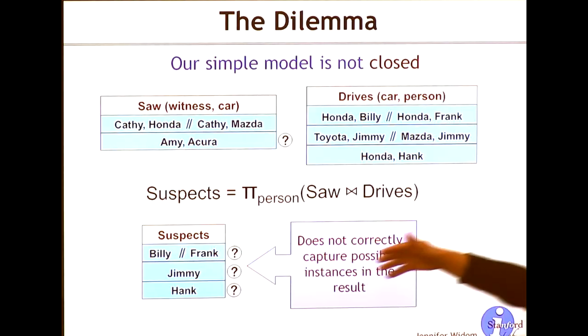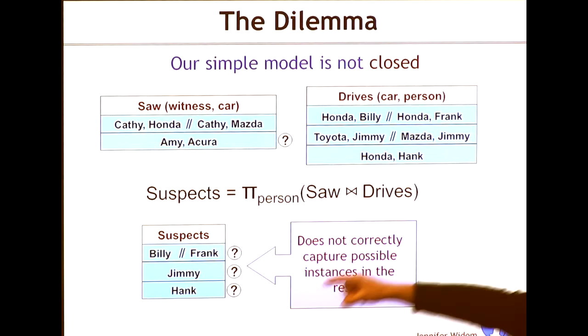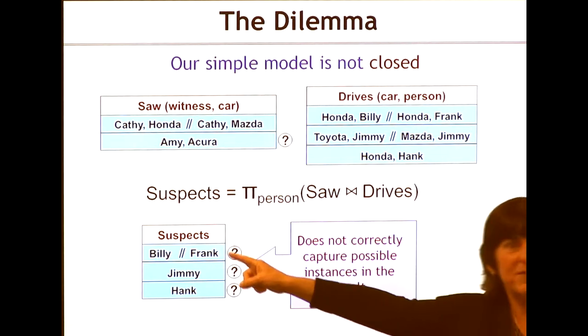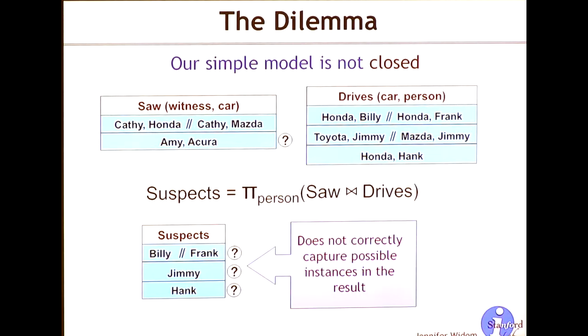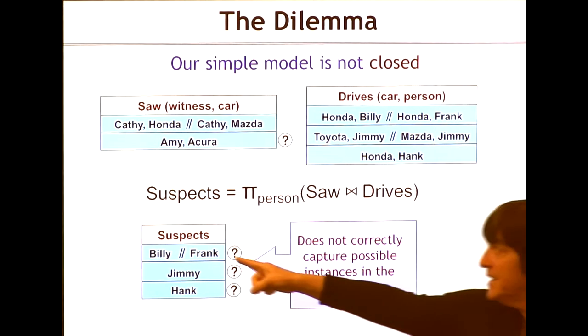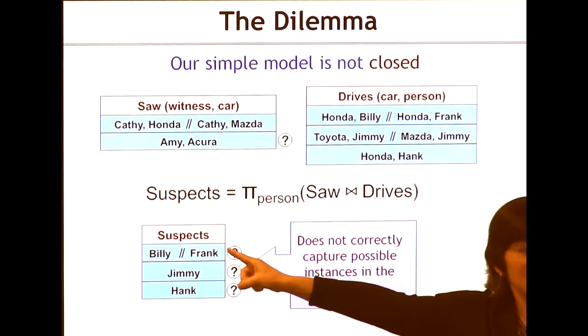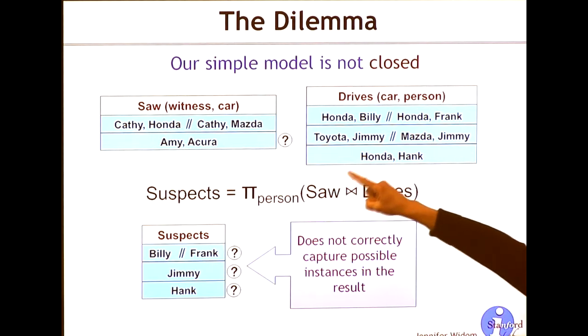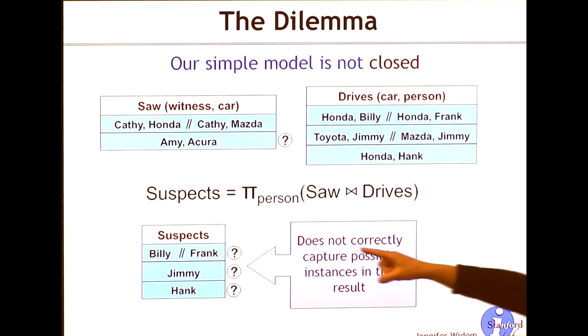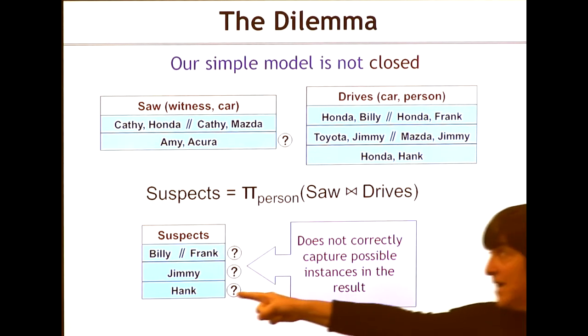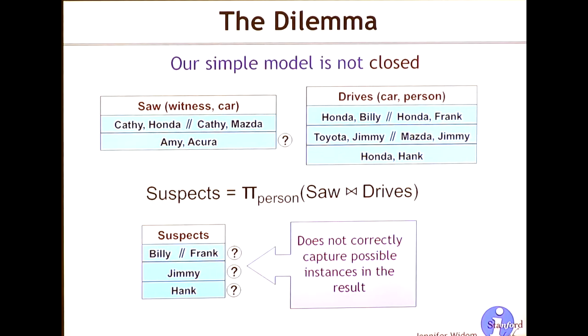Okay. I think you're getting at the right thing here. The problem is that this allows us to pick and choose whether these things are present and absent independently. So this has how many possible instances? 2 for this, 2 for this, 3 for that, 2 times 2 times 3. But not all of those possible instances are actually possible. If Billy or Frank is a suspect, that means that Kathy saw a Honda. If Kathy saw a Honda, then Hank is definitely a suspect too. So we can't have Hank present and Billy or Frank absent.